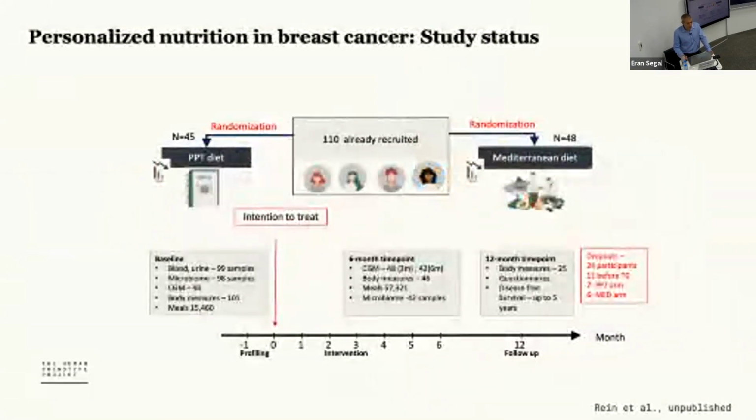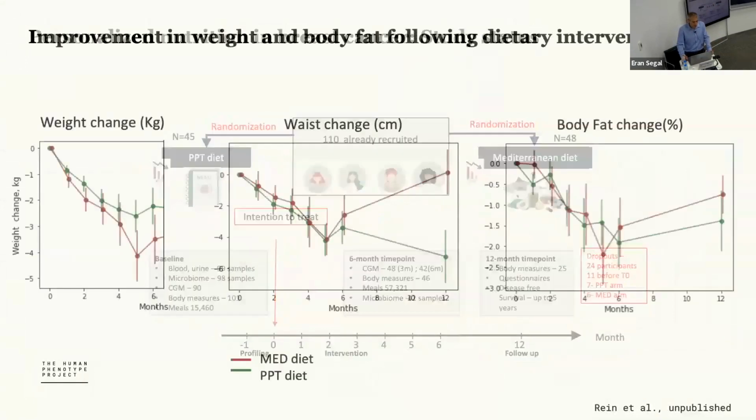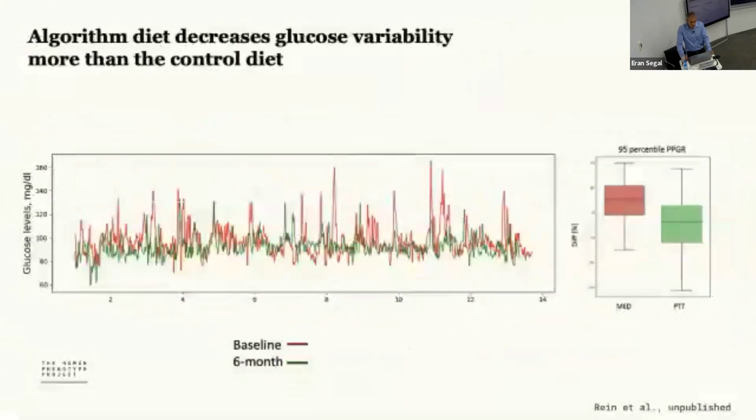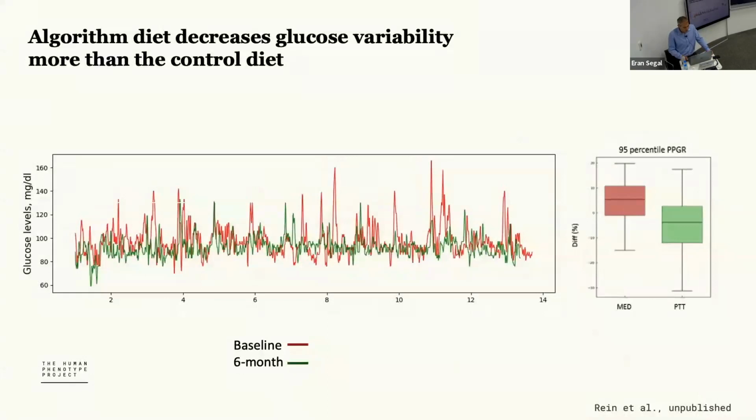We have nearly completed a randomized clinical trial on over 100 breast cancer patients. Again, the algorithm versus the Mediterranean diet. And not only are we not seeing weight gain, but we're actually seeing weight loss, not different between the groups, but in terms of the glucose levels, we are seeing major benefits for the women with the algorithm-based diet.